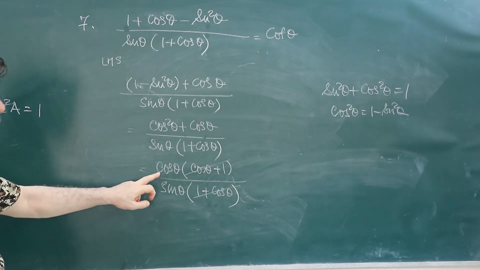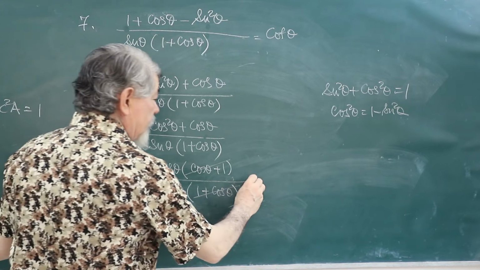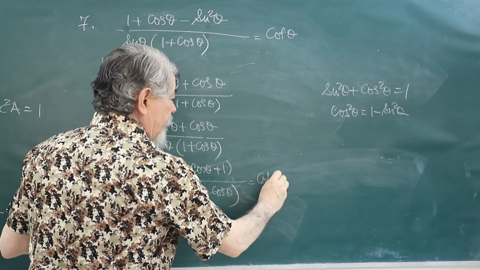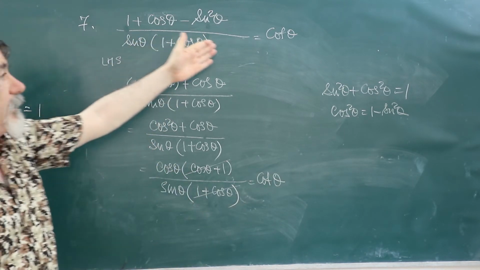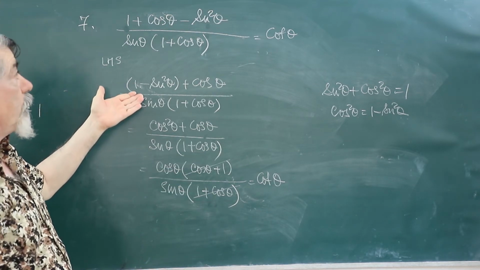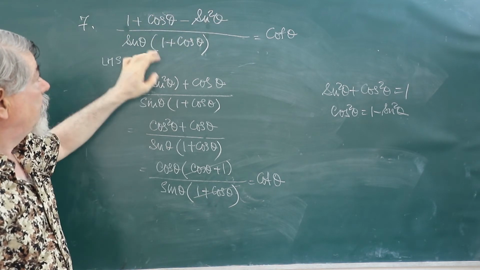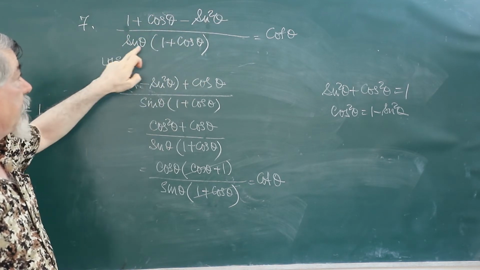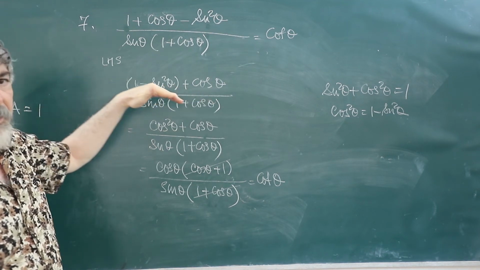What will you be left with? Cos theta upon sin theta. And cos theta upon sin theta is cot theta, which is what you wanted to prove. You wanted this left hand side equal to cot theta. So you saw what we did. We combined 1 minus sin square theta plus cos theta, sin theta into 1 plus cos theta. We adjusted the numerator only.